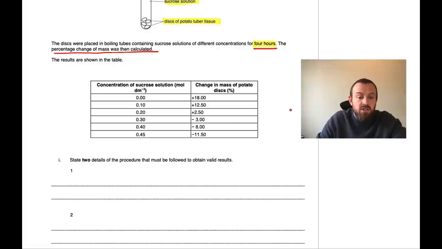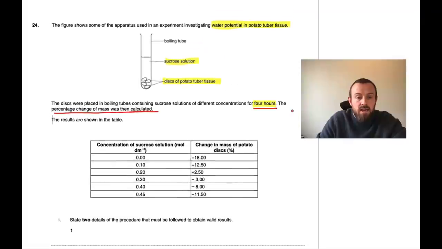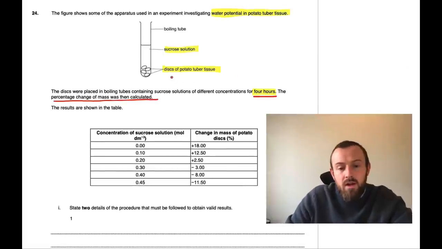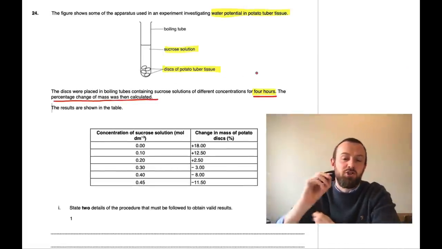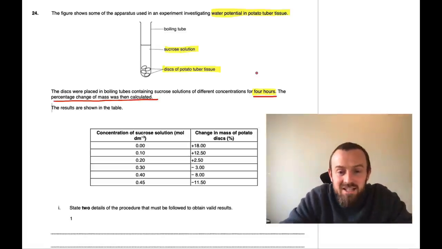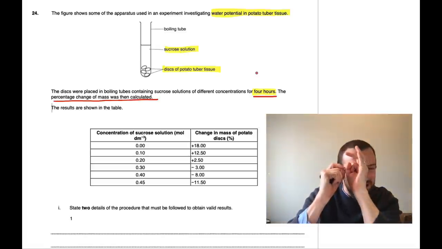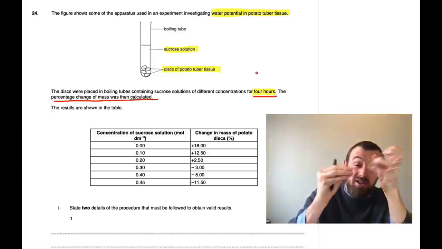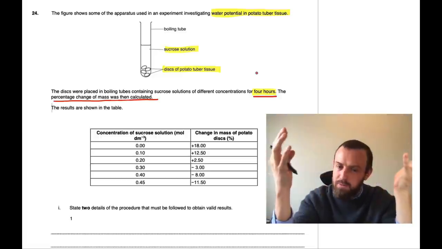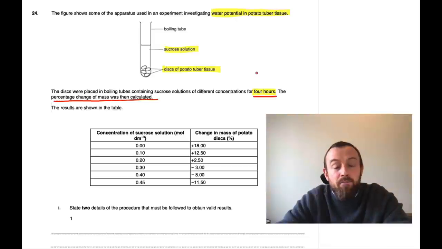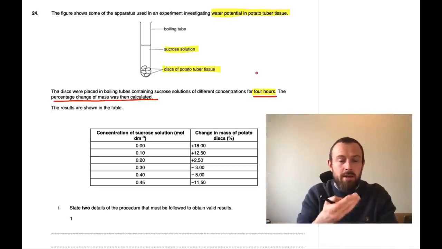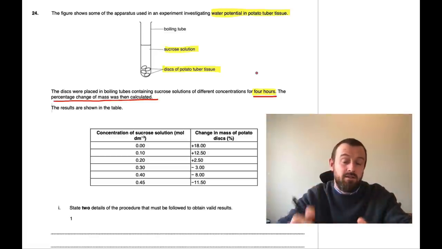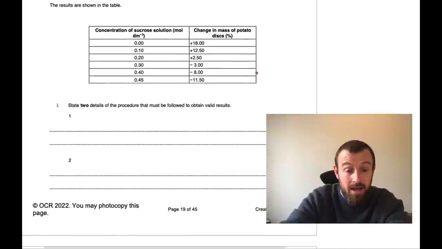State two details of the procedure that must be followed to obtain valid results. Well, we should cut the discs of potato tuber tissue to the same size. We should also ensure that some pieces haven't got skin on them, because that will affect the water movement, whereas other pieces don't have skin. You should probably peel the potatoes first before you cut the discs. And when you take the discs out to measure their mass, you must blot them dry. Otherwise, you're recording the mass of the water on the disc. So those are three things I can think of off the top of my head.